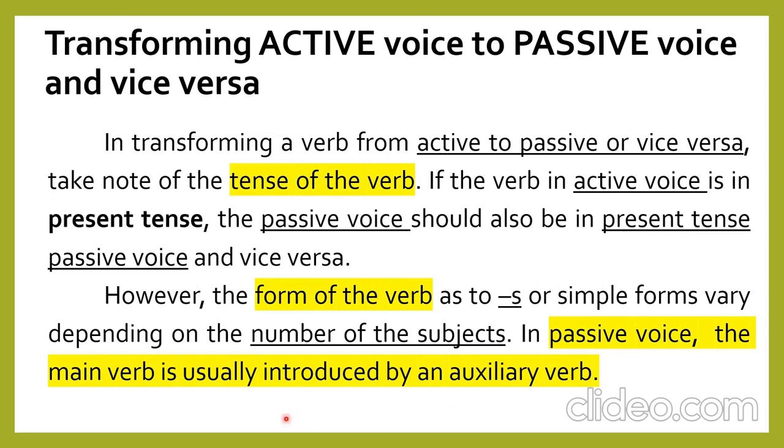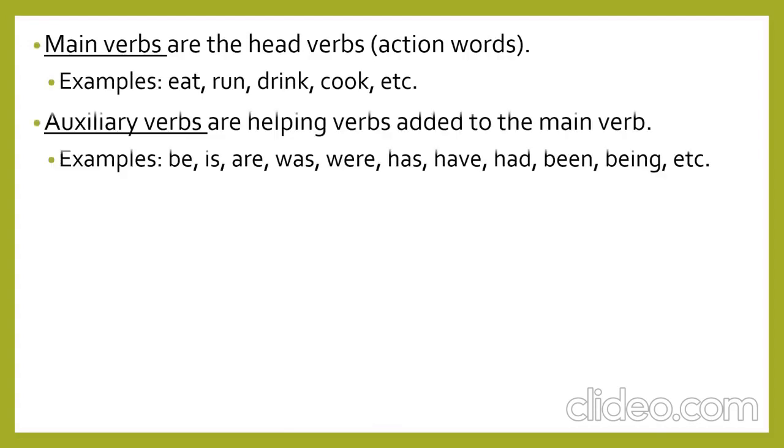In passive voice, the main verb is usually introduced by an auxiliary verb. This is what I was talking about earlier. Students, you have to familiarize yourself with main verbs and auxiliary verbs. When we talk about main verbs, they are the head verbs, okay? They are the head verbs, or in short, the action words themselves. When we see action words, the words that can be performed or can be done, like for example, eat, run, drink, cook, etc., those are verbs that you can actually perform.